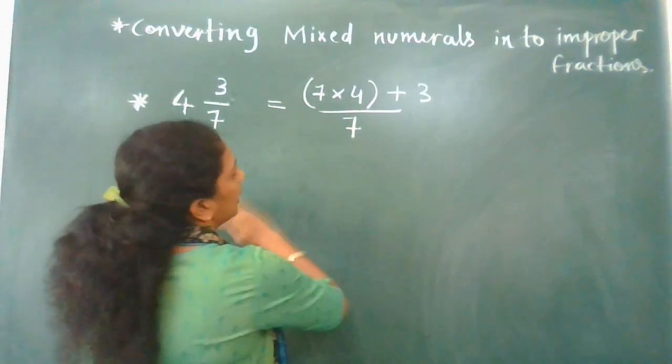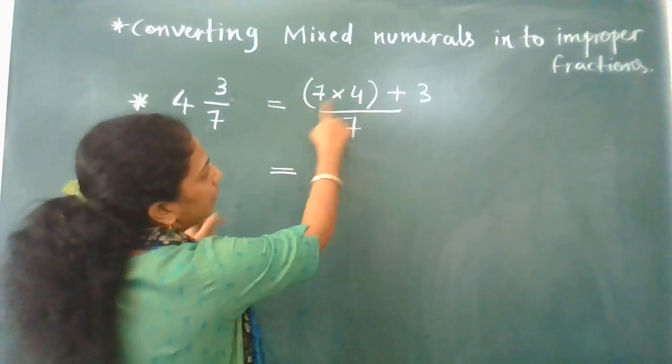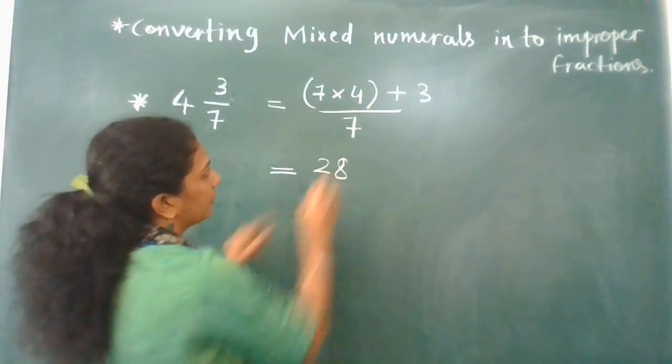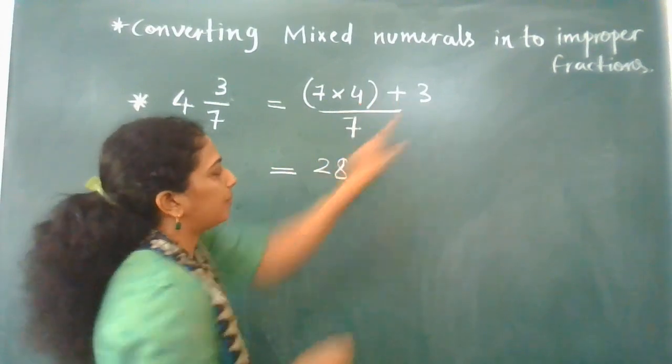Okay, so now the next: 7 fours are 28. 7 fours are 28 and the answer will be added with the 3.